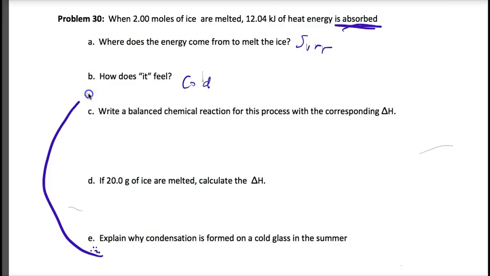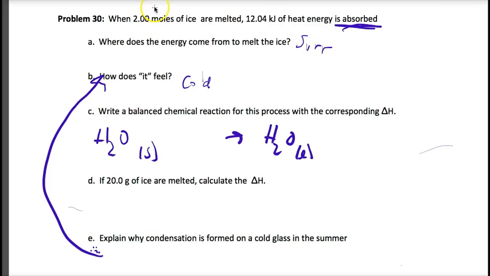And there's a really good question down here at letter E that will go back to that kind of idea. So let me go put that up here. There we go. We're going to come back and investigate that. So write a chemical balanced equation for this process with the corresponding delta H. All right, that's easy. So H2O solid becomes H2O liquid. But wait a minute, the energy is being absorbed. So the question is, how much energy is being absorbed?